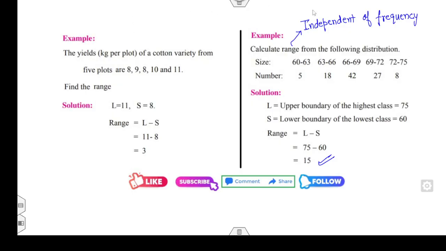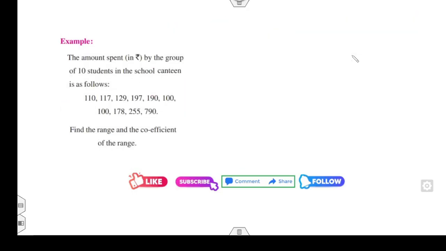But here, note one important point. Fine. Whenever you want to calculate the L and the S, the class interval must be continuous. The frequency distribution must be continuous. Continuous means the ending limit and the starting limit of the next interval must be the same, 66 and 66. If this is not the same, what we can do, I will explain with the next example. So can you calculate the range and the coefficient of the range?